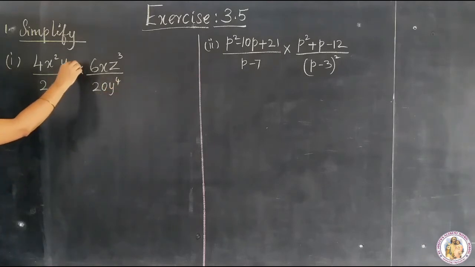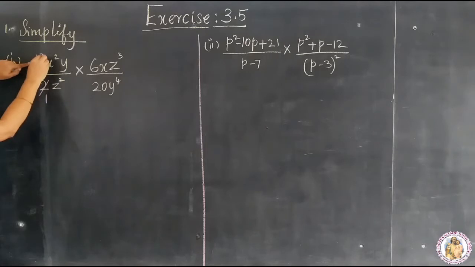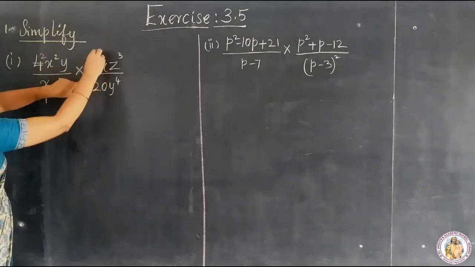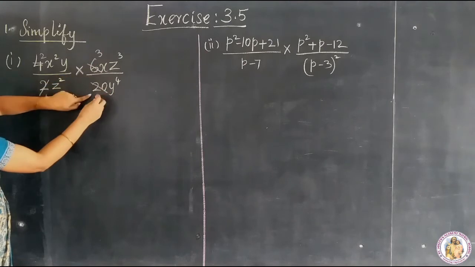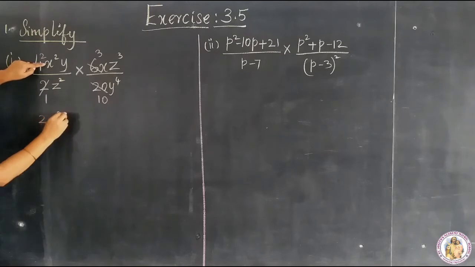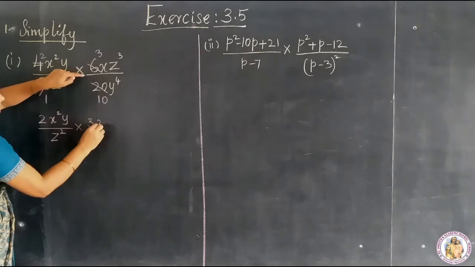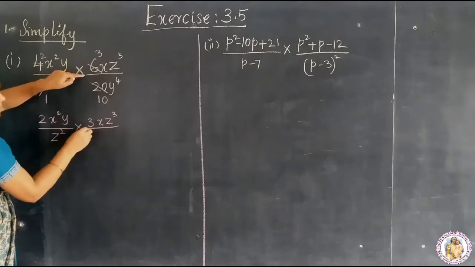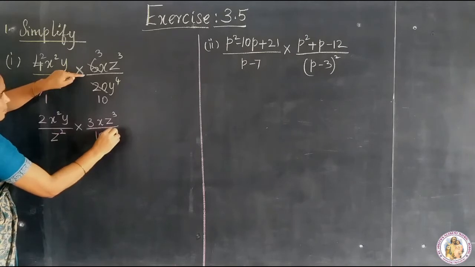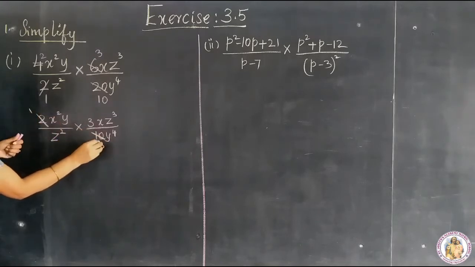So here it is given a multiplication sign, so you can easily cancel the values. Here 2 ones are 2, 2 threes are 6, 2 tens are 20. And rewrite the remaining: 2x square by z square into 3x z cube by 10 y to the power of 4. And again you can see 2 and 10, 2 ones are 2, 2 fives are 10.